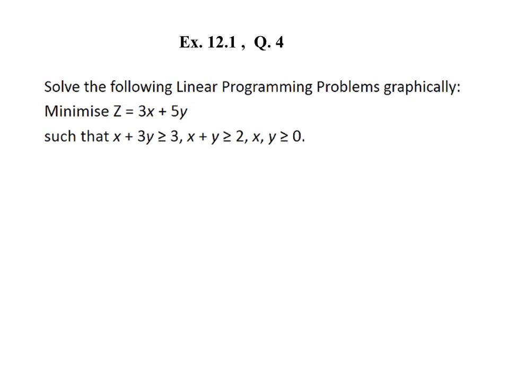Hello students, let us continue solving exercise 12.1 from question 4. Here they have asked us to minimize the objective function z, and the constraints are x plus 3y greater than or equal to 3 and x plus y greater than or equal to 2. So this time we will be looking at a little bit of different circumstances here. However, x and y remain the same. They are greater than or equal to 0, the non-negative values.